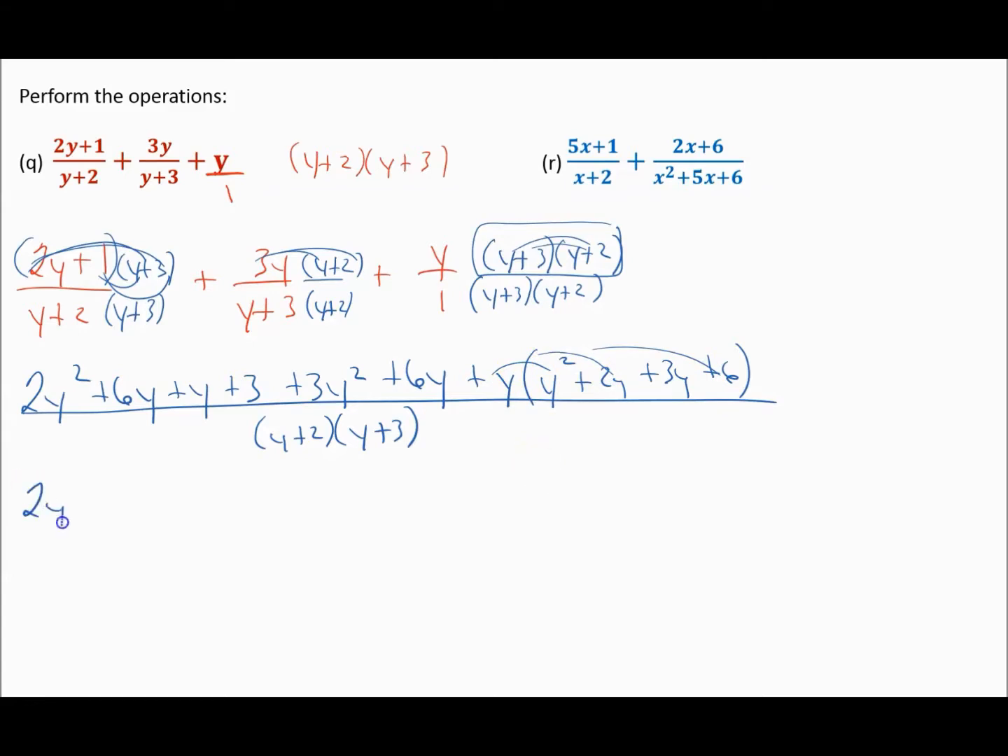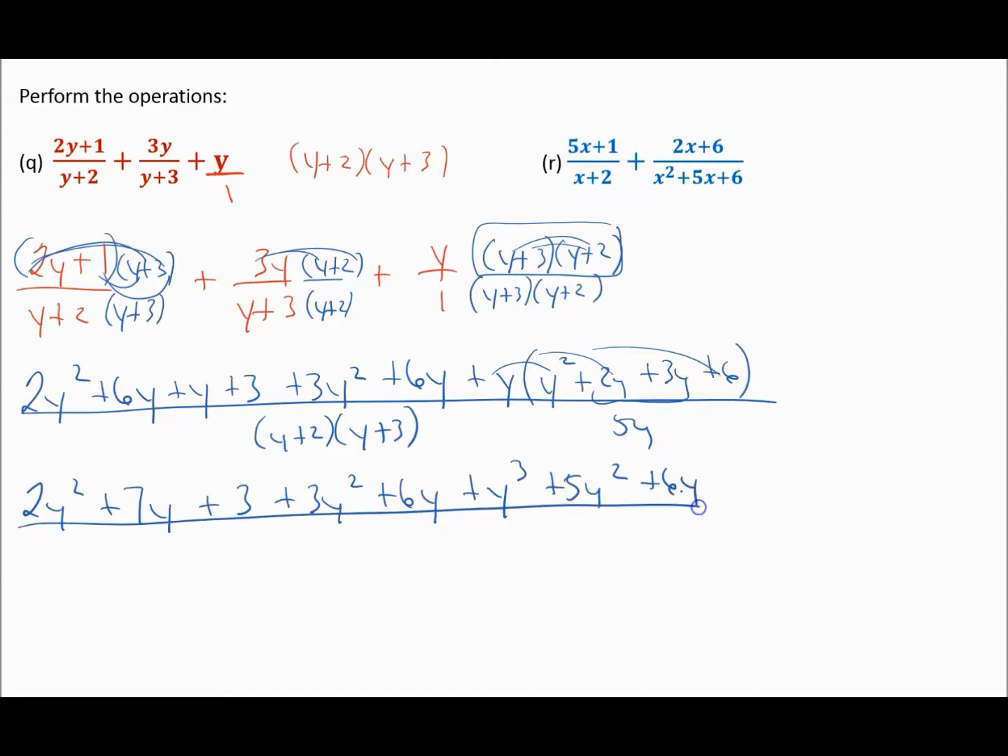So now I have 2y squared plus, now 6y plus y we know is 7y, I'm going to get that over with, plus 3 plus 3y squared. Now I can't add these together because I have to multiply first, so plus 6y, y times y squared is y to the third, y times, now this is 5y, so y times 5y is 5y squared, and then y times 6 is plus 6y. That's all over my common denominator of y plus 2 times y plus 3. We still have a ways to go.